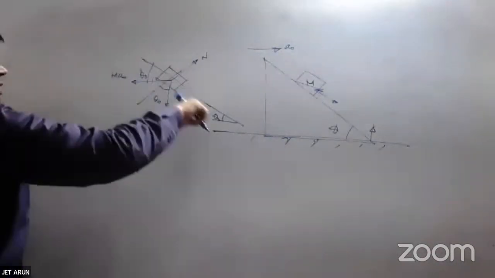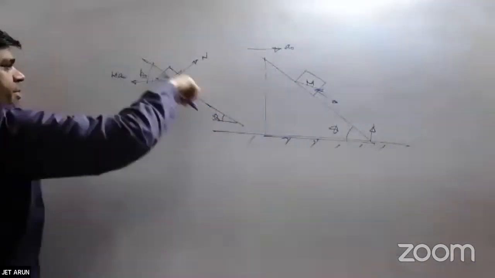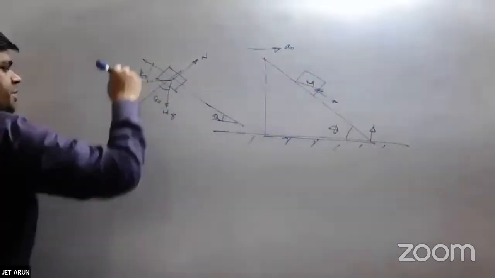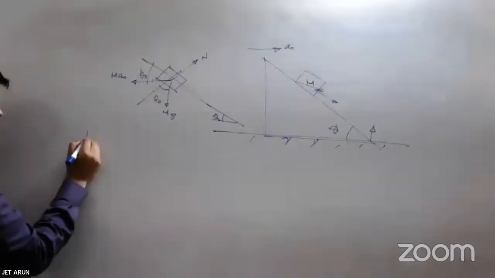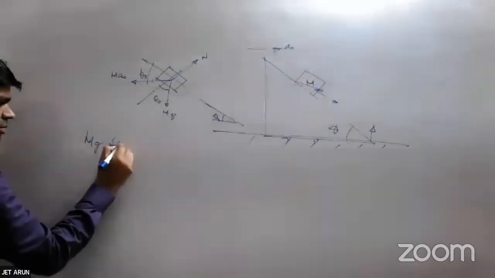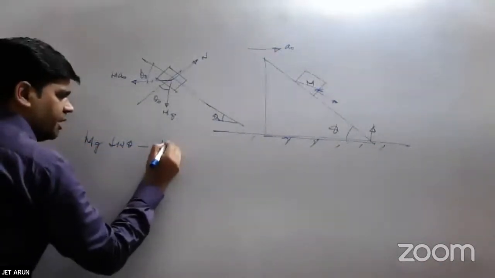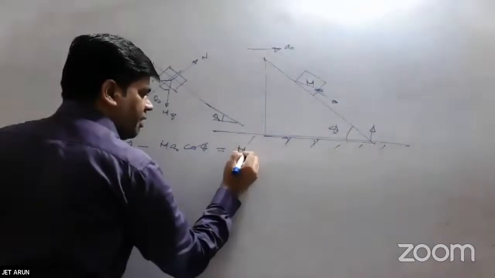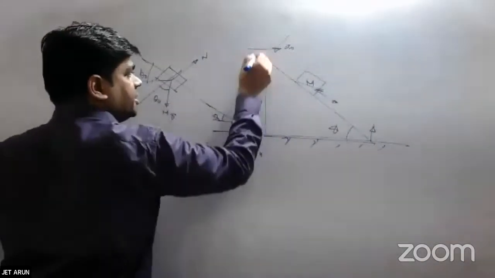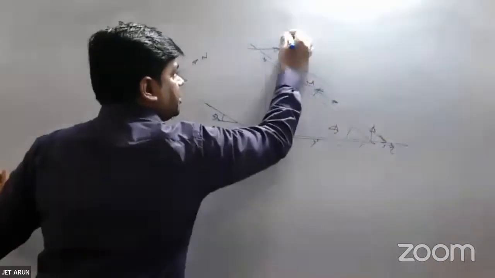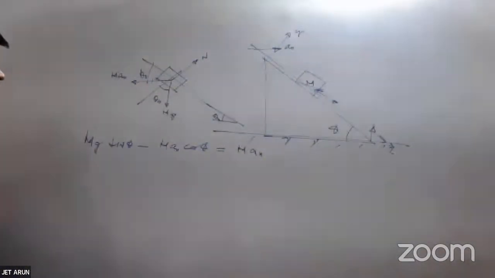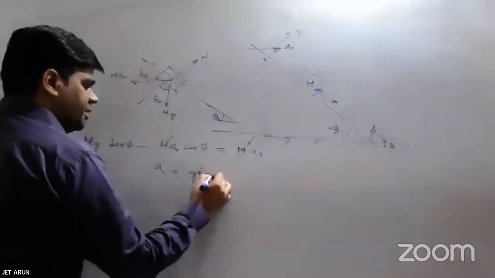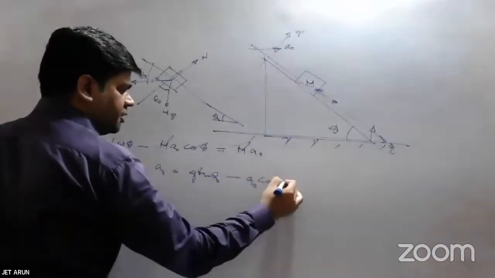Along the plane, if I take the components along the plane, mg sin theta minus ma naught cos theta. Now there's a net force along the plane. Let's say this x-axis is along the plane, and this is the y-axis. So that's max, so m gets cancelled out. My acceleration along the plane was g sin theta minus a naught cos theta.